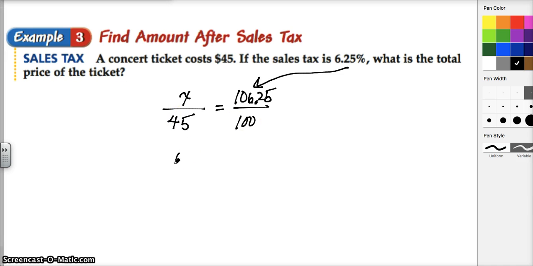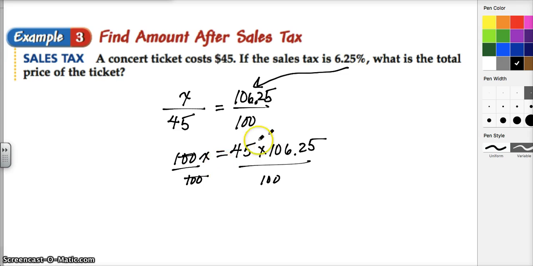Cross multiply and do the thing that I'm called to do. So I'm going to multiply 45 times 106.25, and I'm going to divide both sides by 100. And I can use my calculator to get the answer. I want you to watch this for a second. So x is equal to 45 times, if I divide 100 into this, I'm going to get 1.0625. Can you see that? I'm dividing 100 into just this part here, and I get 1.0625.